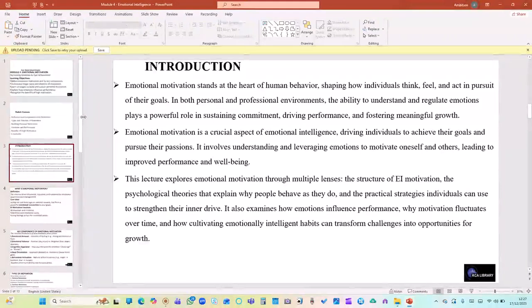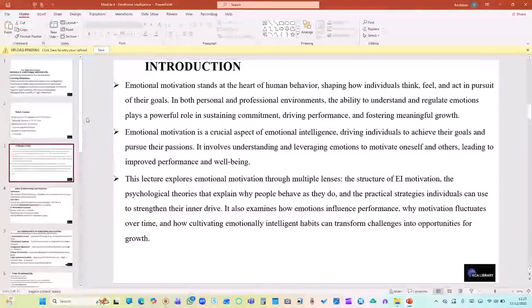That is, the structure of emotional intelligence motivation, the psychological theory that explains why people behave as they do, and the practical strategies individuals can use to strengthen their inner drive. It also examines how emotion influences performance, why emotion fluctuates over time, and how cultivating emotionally intelligent habits can transform challenges into opportunity for growth.